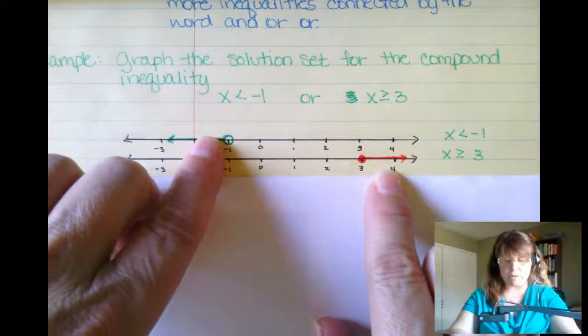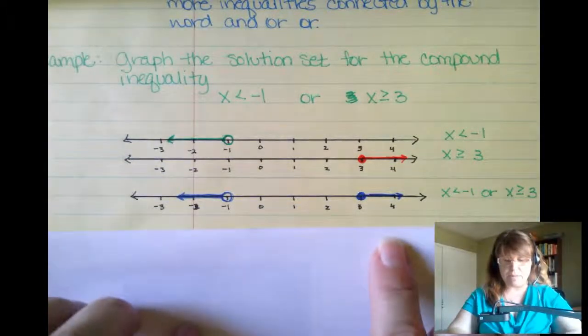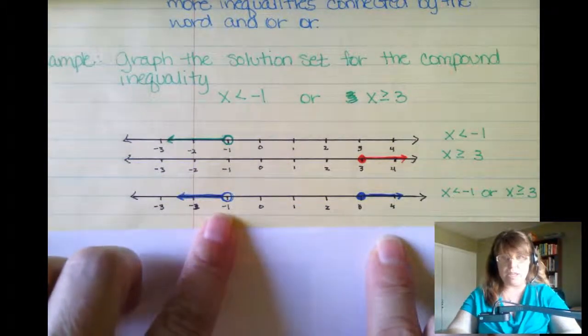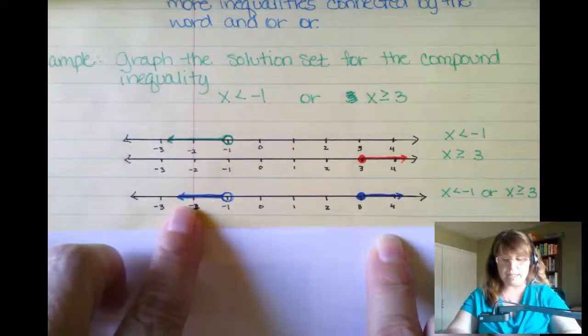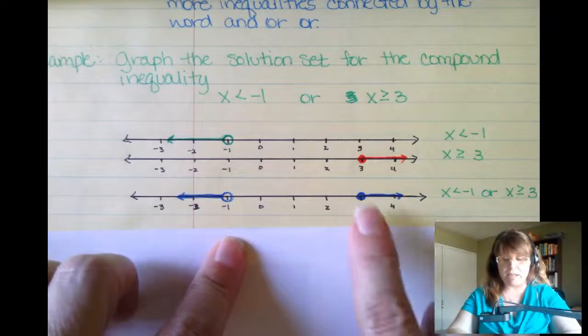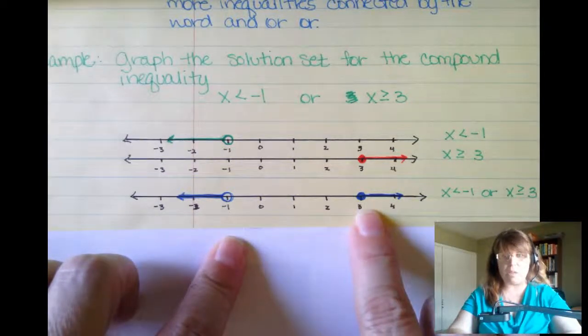So the compound solution set is both the values less than -1, as well as greater than and including 3.